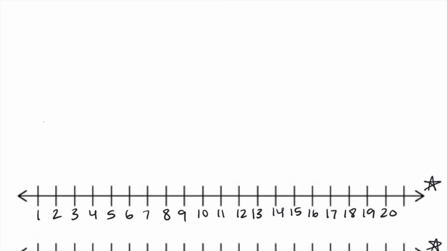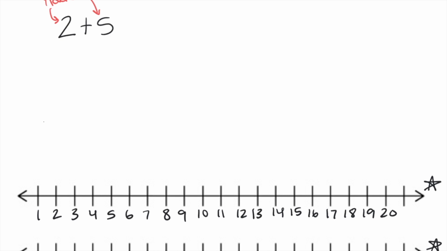So let's say that I have the problem 2 plus 5. I have two add-ins here. Do you remember that those are called add-ins? These are the numbers that we're adding together. So when we have two add-ins, the best strategy I can give you is to start with the bigger add-in on the number line.